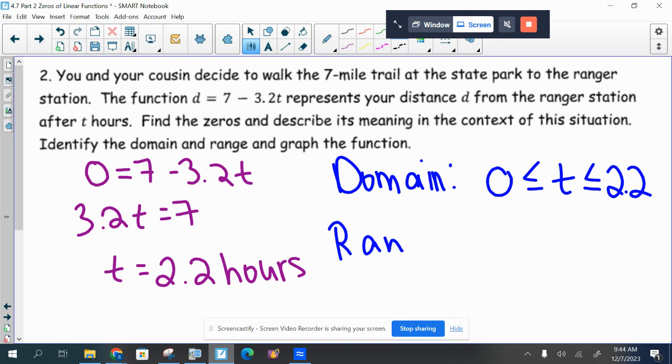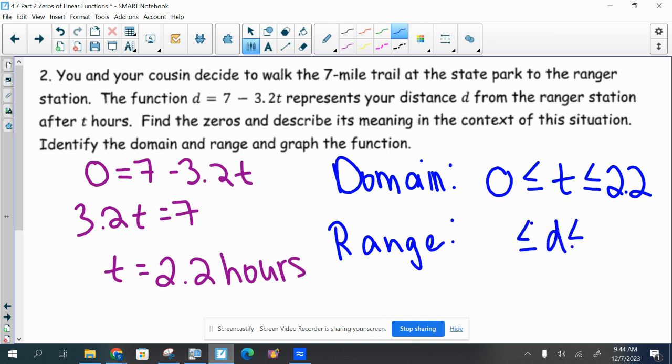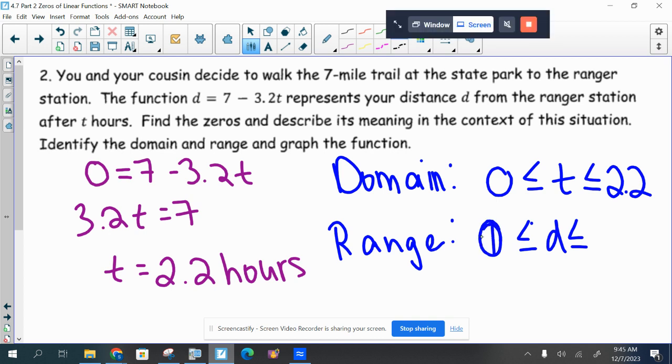And how about the range? That'd be d, the distance. So it's the shortest distance you have left to travel to the greatest distance you have left to travel. Brody? 0, 3.2. Where are you getting 3.2 from? Oh, that's the rate of walking. But how many miles total is the trip? 7. No, d is distance.